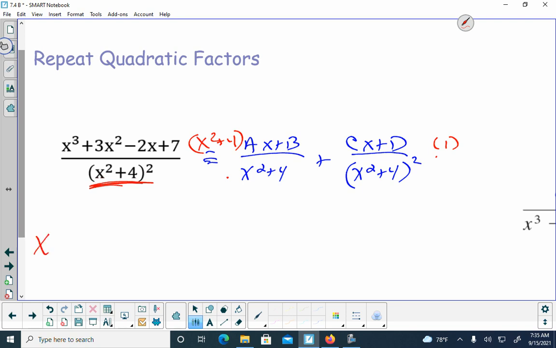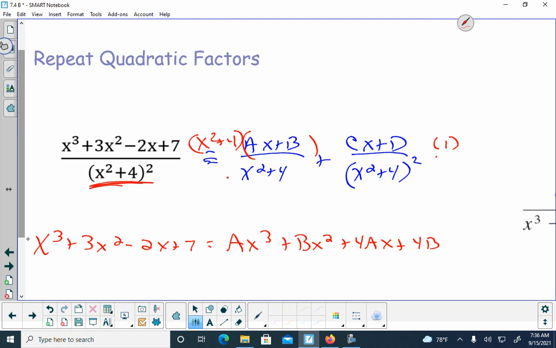I'm going to write the x to the third plus 3x squared minus 2x plus 7. I'm going to FOIL this, and I'm going to try and do it right. Ax to the third plus bx squared plus 4ax plus 4b. And then this cx plus d is not changing because I'm multiplying it by 1.